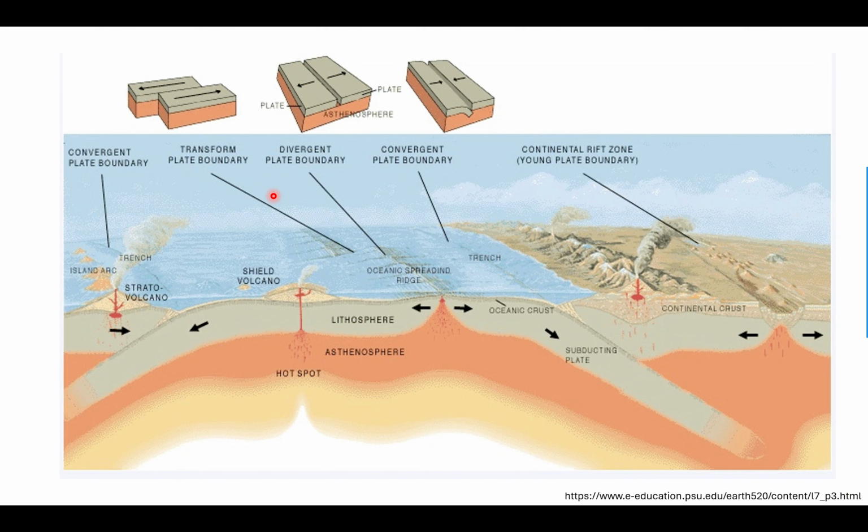So there are different types of movement that can happen. There is a rubbing movement, where one plate goes in one direction and the other plate goes in another direction.